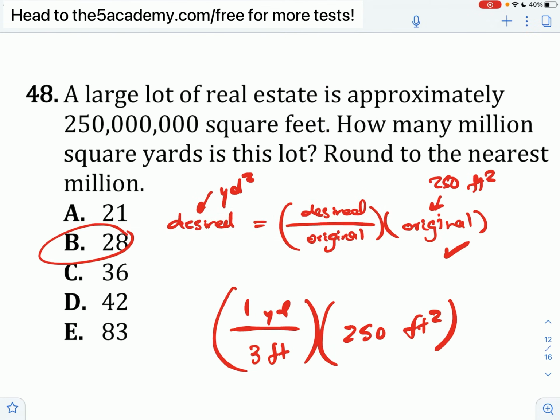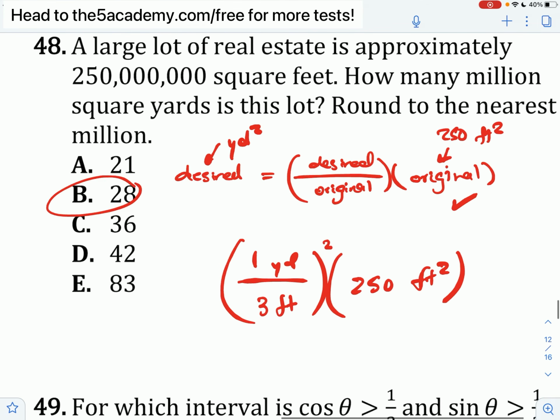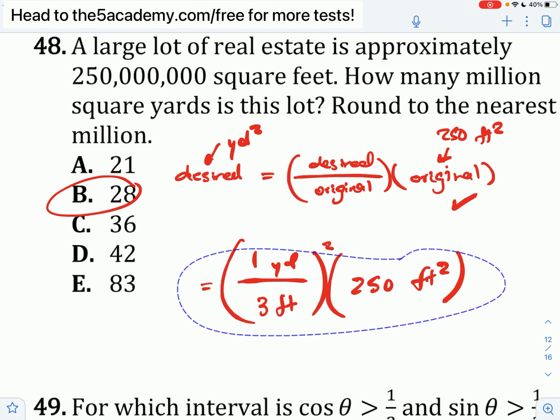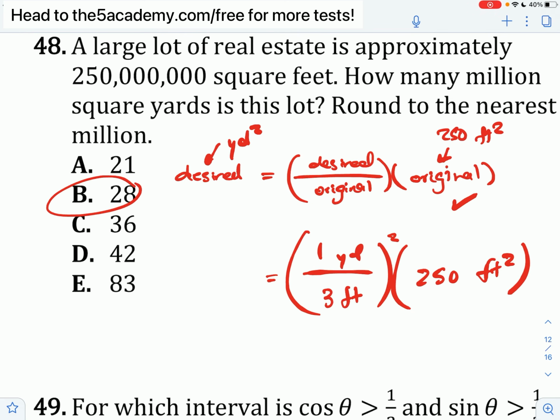So what can we do? Well, you can take your ratio of just 1 yard and 3 feet and square the entire ratio, and this actually turns into 1 over 9 yards squared per foot squared. Okay? You don't have to write it out like that. All you have to do is take the ratio and square it. It's this simple, okay? And this will give you an answer of 28 something approximately yards squared. Okay? It's as simple as that.